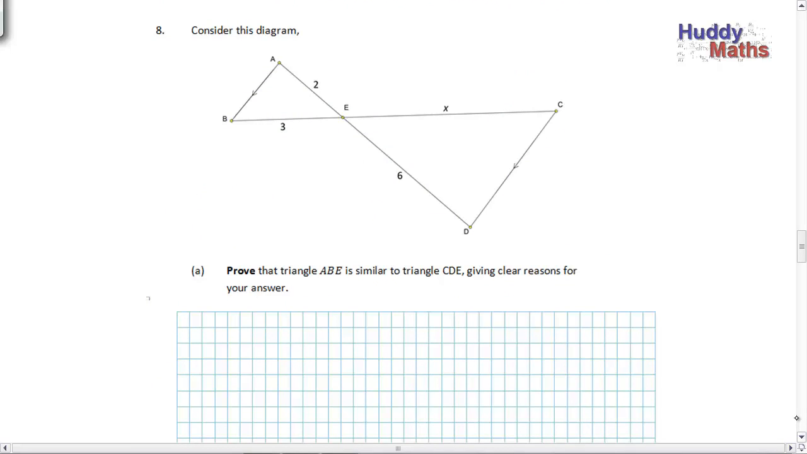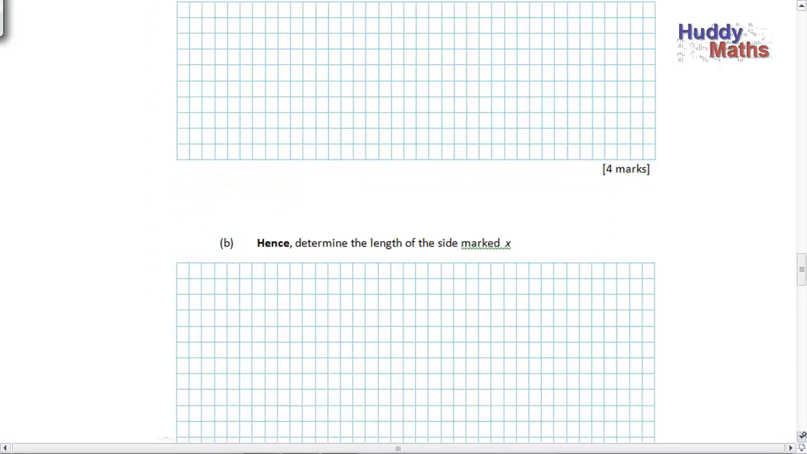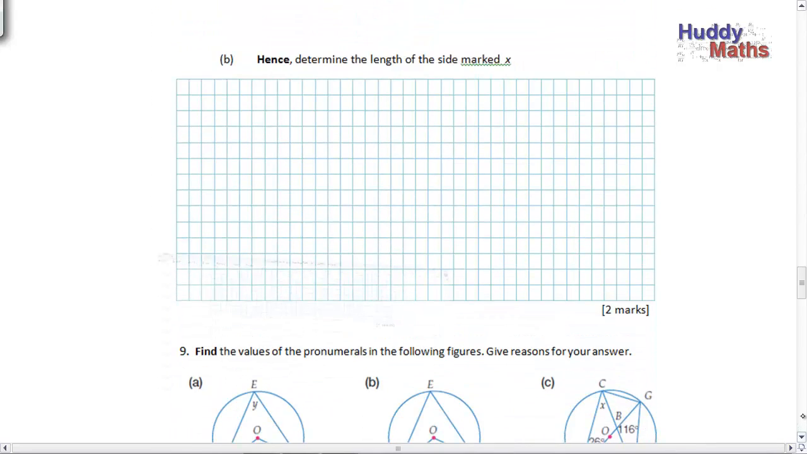Part A. Prove that triangle ABE is similar to triangle CDE, giving reasons again. That's important. 4 marks. And part B. Hence determine the length of the side marked x. We'll have to go back and look at the diagram again there for that one.